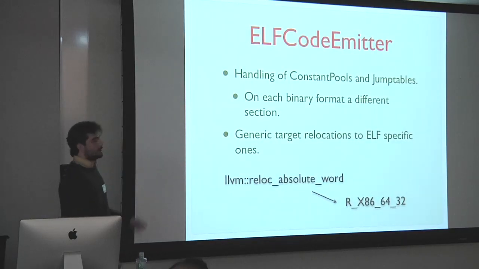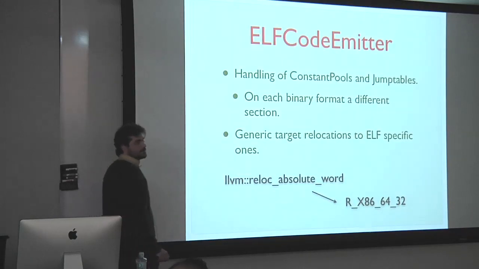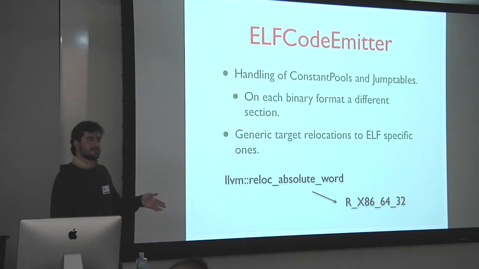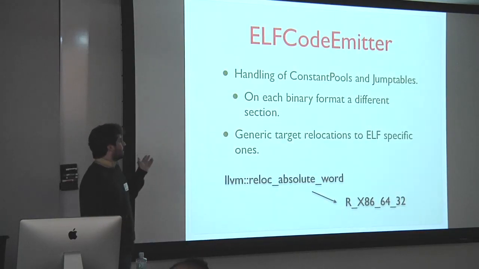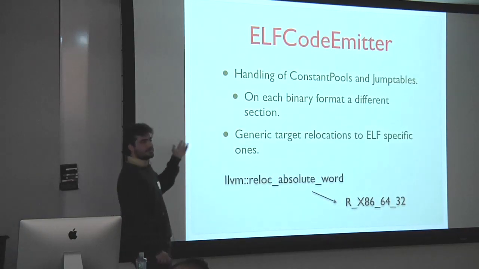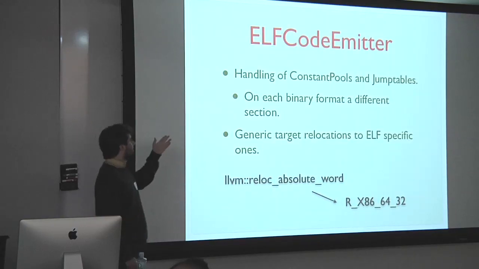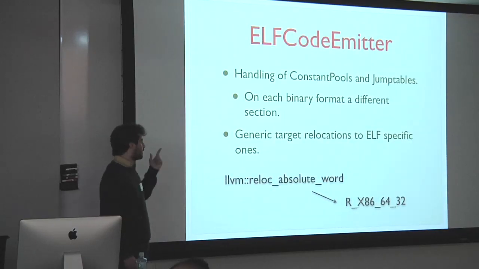So for example, we have the ELF code emitter. In the ELF code emitter, we have to render things that are format specific. For example, ELF and Mach-O don't have the same section names for where to put the constant pools and jump tables, so we have to handle this specifically on the code emitter. So we do special handling for constant pools and jump tables on the ELF code emitter.